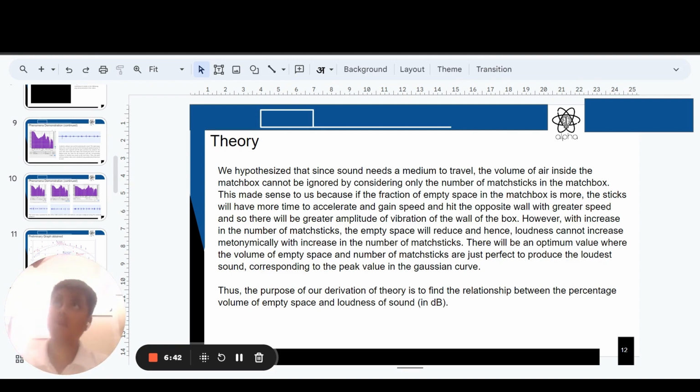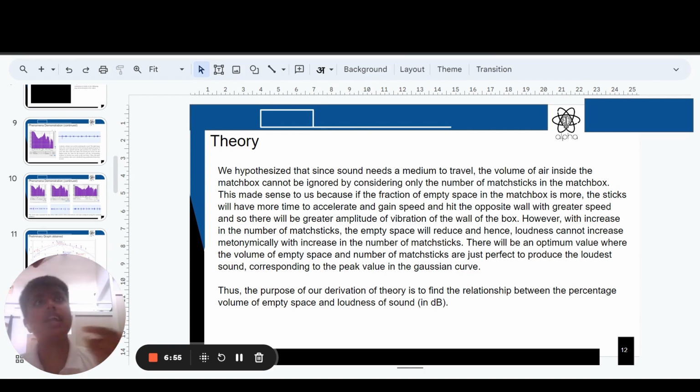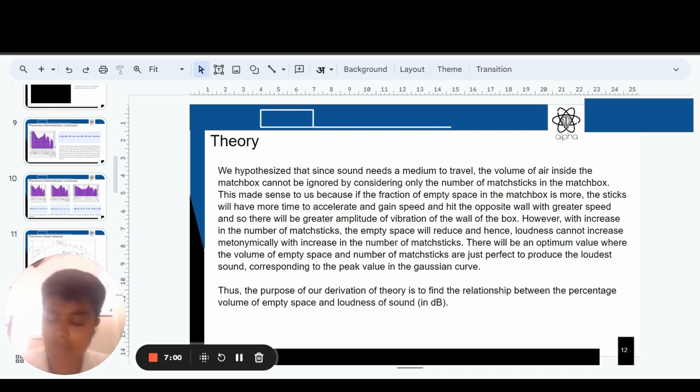With greater speed, there will be greater amplitude of vibration of the wall of the box. However, when we increase the number of matchsticks by a lot, the empty space reduces so much that loudness cannot increase with the increase in number of matchsticks. So that is why there needs to be an optimum value, around the correct volume of empty space inside the matchbox and the matchsticks, so that we get the loudest sound. Thus, the purpose of the derivation of theory is to find the relationship between the percentage of empty space and the loudness of the sound produced.